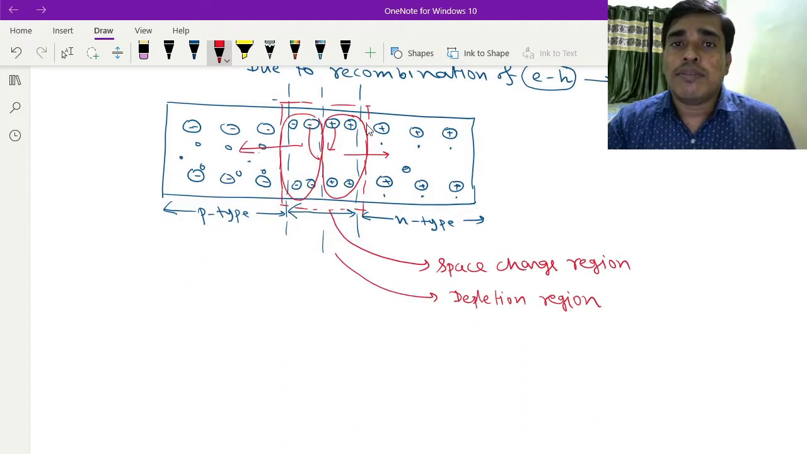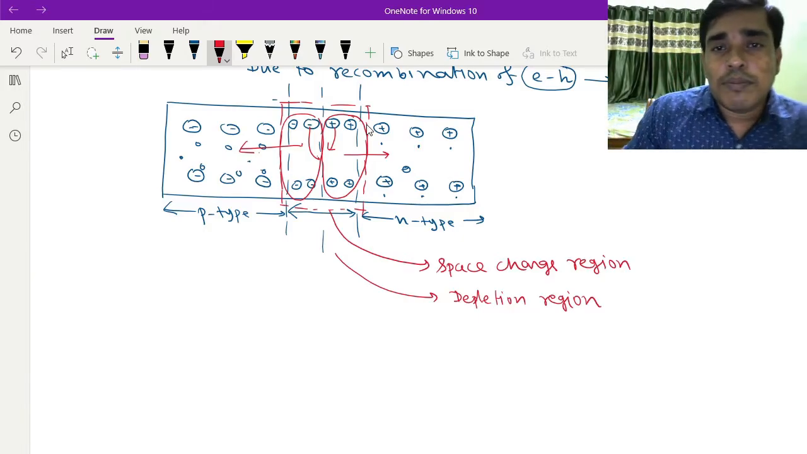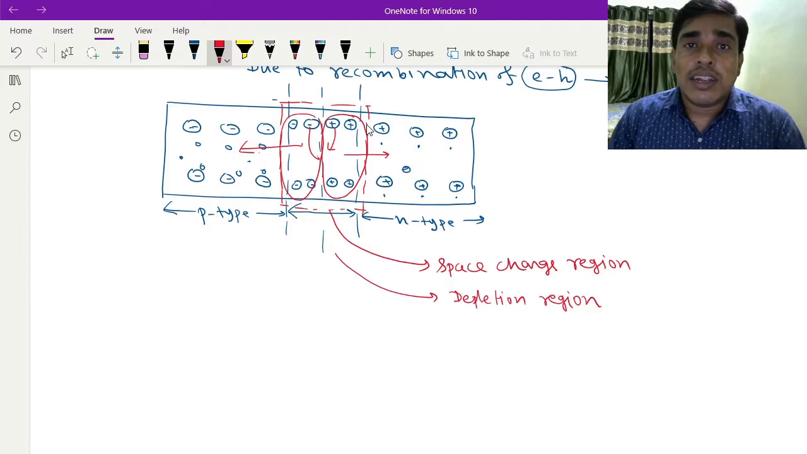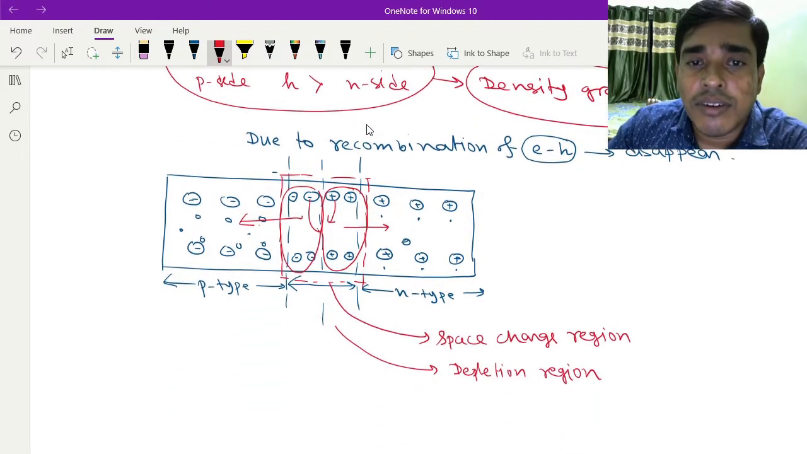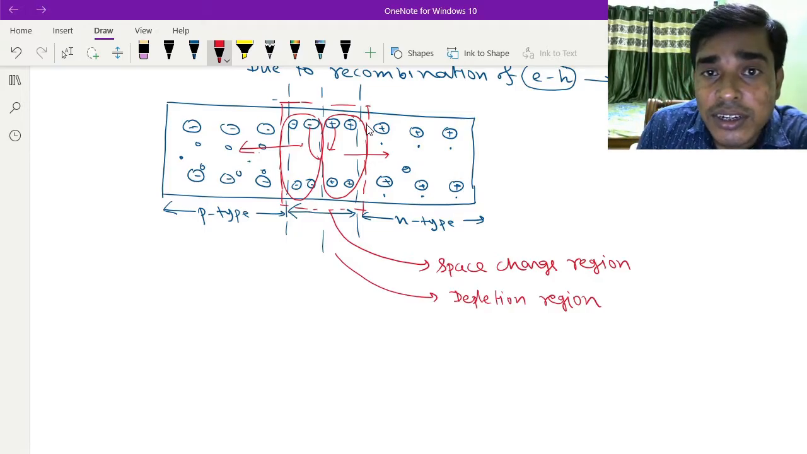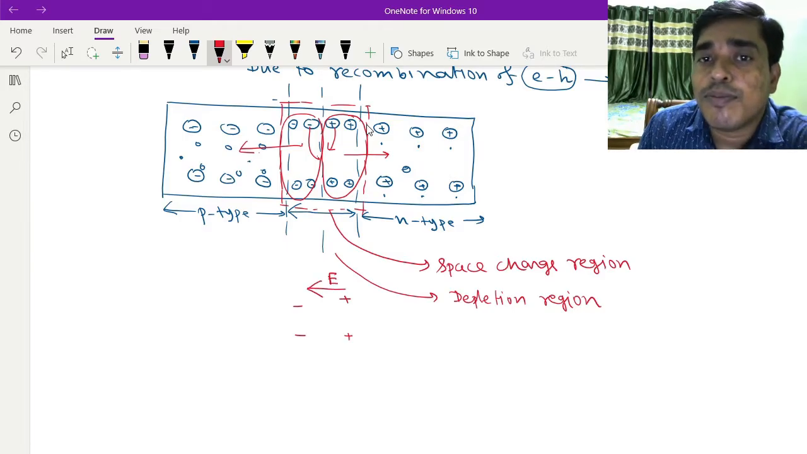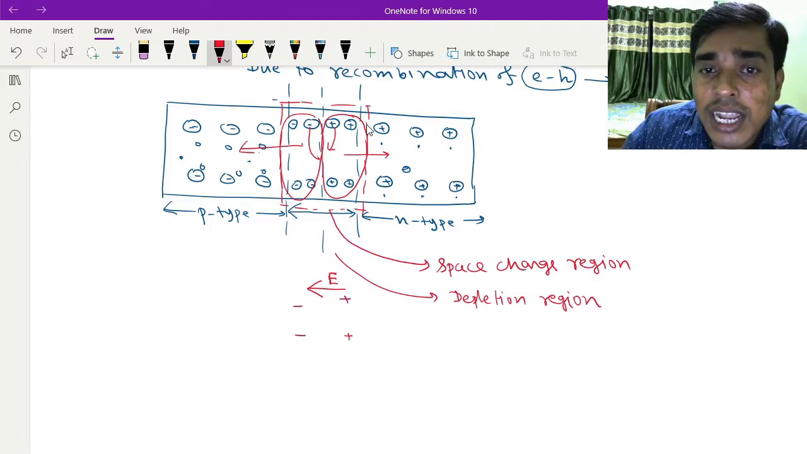So what is the space charge region? I have told you, and what is the depletion region? I have told it. So this is the formation of the PN junction diode under open circuit condition. Now here you see that across this junction, this is positive charge and this is negative charge. So across this junction there will be an electric field in this way. And also a charge.